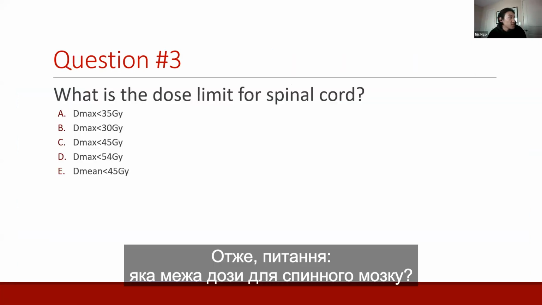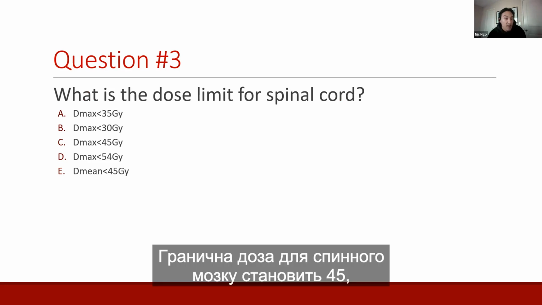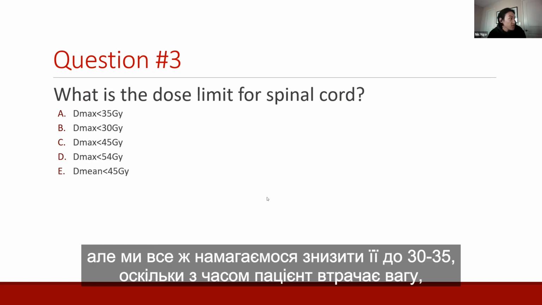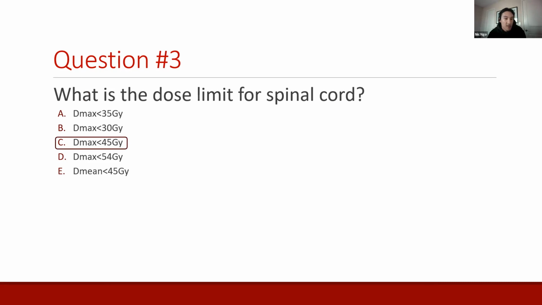So here's a question. What is the dose limit for the spinal cord? Pretty good. The dose limit for the cord is 45, but we do still try to spare it to 30, 35, because over time the patient will lose weight, and that would cause more dose to that area.